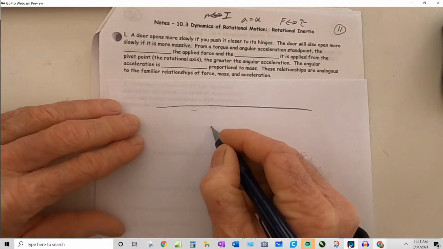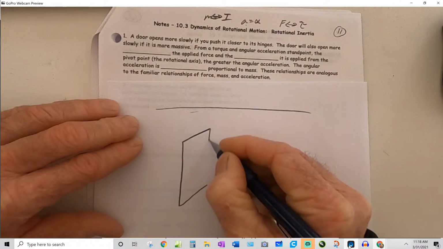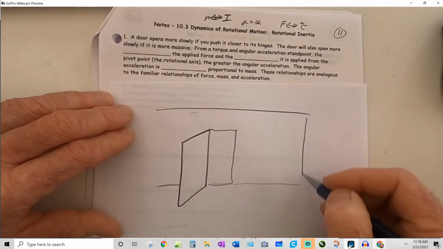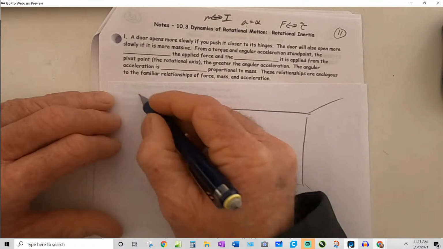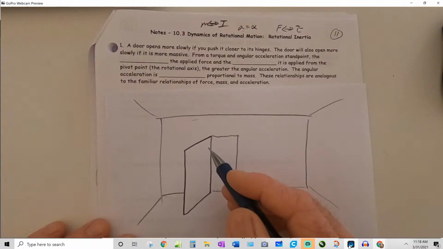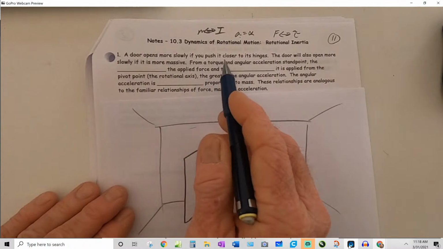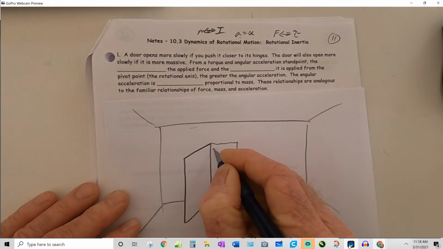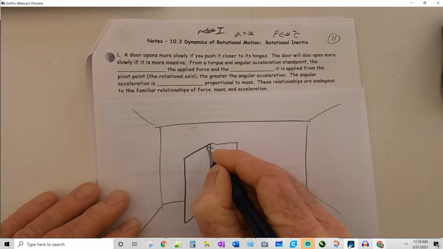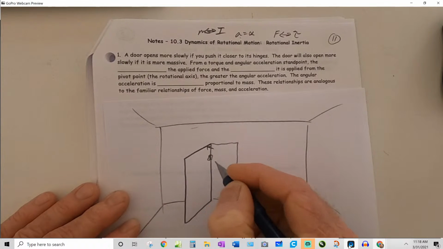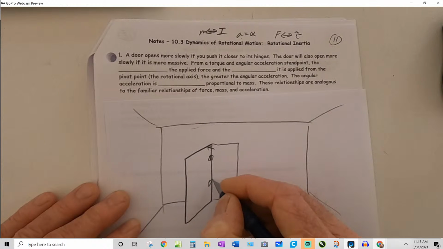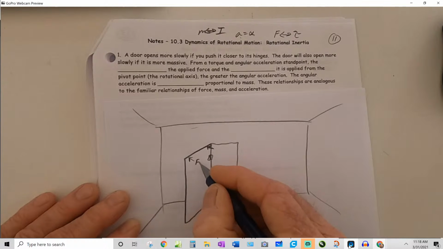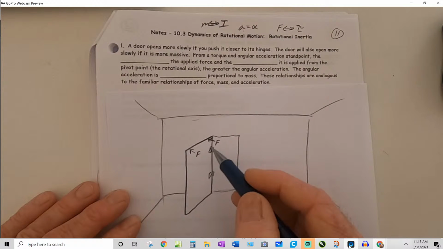So here's a door that's open, partially open to our left. This is the doorway. Here's the floor. So it looks like a real room. There. All right. So that's the door. This says a door opens more slowly if you push it closer to its hinges. So if the door is almost open anyway, but you wanted to continue opening it, you could push it right here. The hinges would be, maybe there's one hinge and then another hinge down here. So if you push it here and you push it there, and assuming that you use the same force in both cases, it's going to open more slowly pushing it close to the hinge.